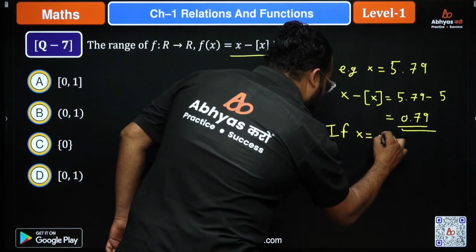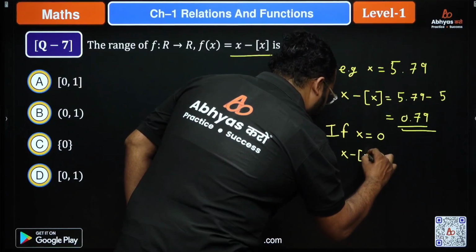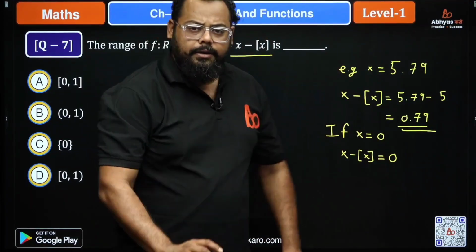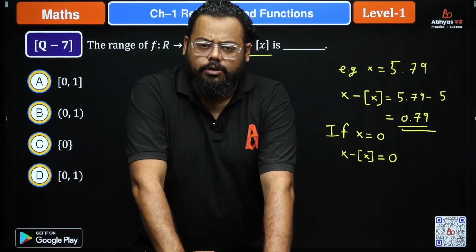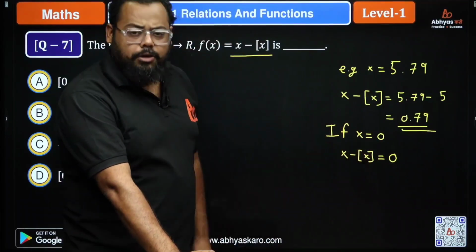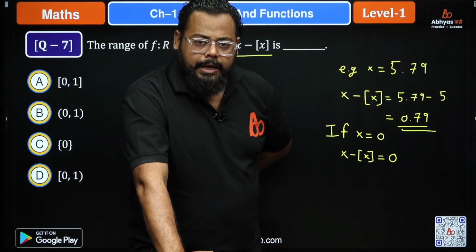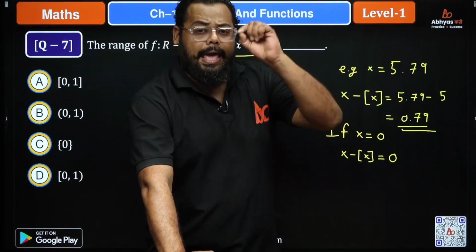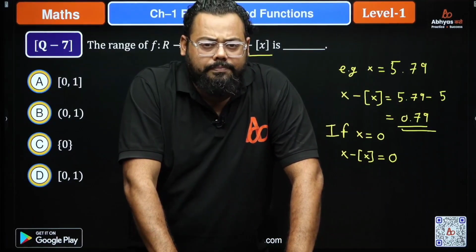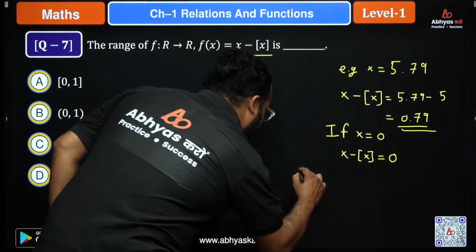But if x is equal to 0, x minus integer part of x will give you 0. Correct? So for all the integers 0, 1, 2, 3, minus 1, minus 2, minus 3, सारे integers के लिए आंसर क्या आएगा, 0. बाकी सब के लिए आंसर क्या आएगा, डेसिमल पॉइंट में. क्या कभी भी ever will you get the answer 1 or greater than 1? Never.